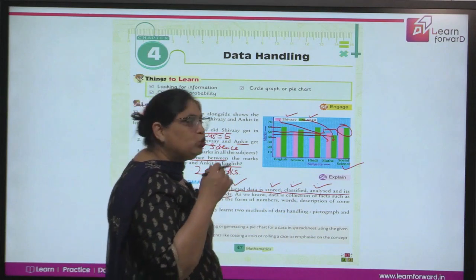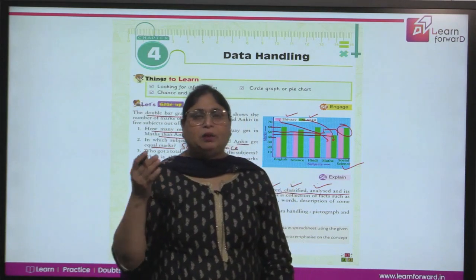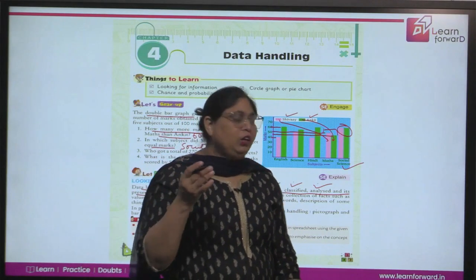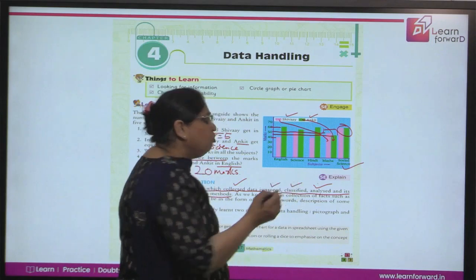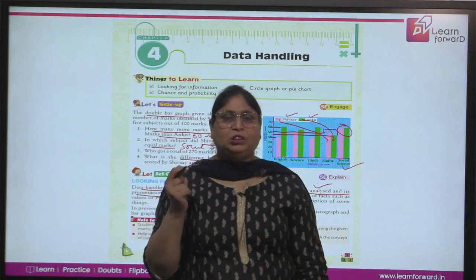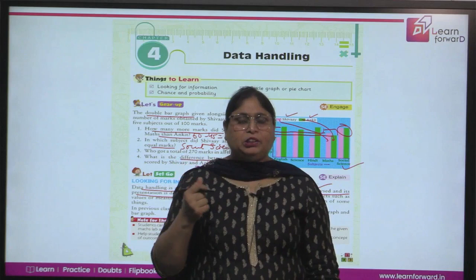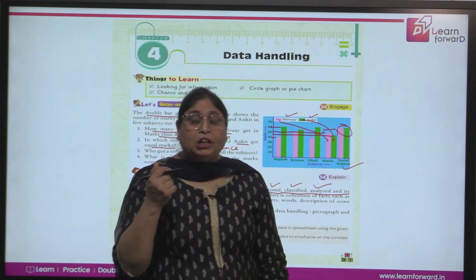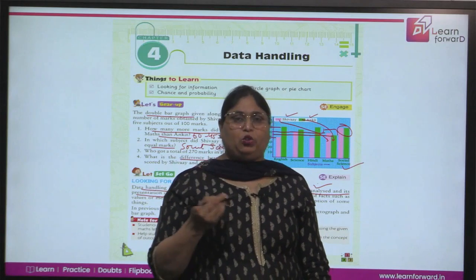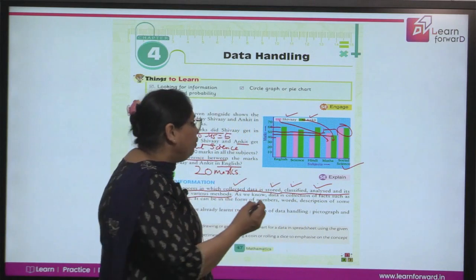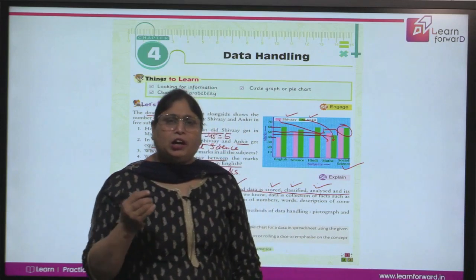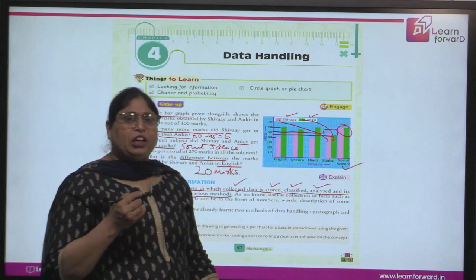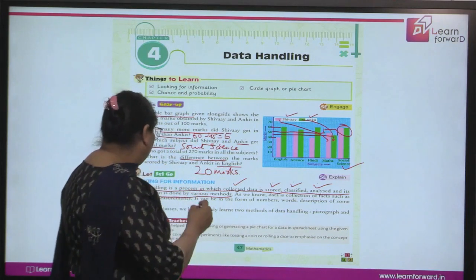Suppose we store the number of students present in a particular class in a particular month. So, how can we do the classification? We can do the classification in 3 ways: the number of students absent in a particular month, the number of students present in a particular month, and the number of students on leave in a particular month. And then we can analyze how many students are mostly absent in a given month. So, this is the way we can do by data handling.